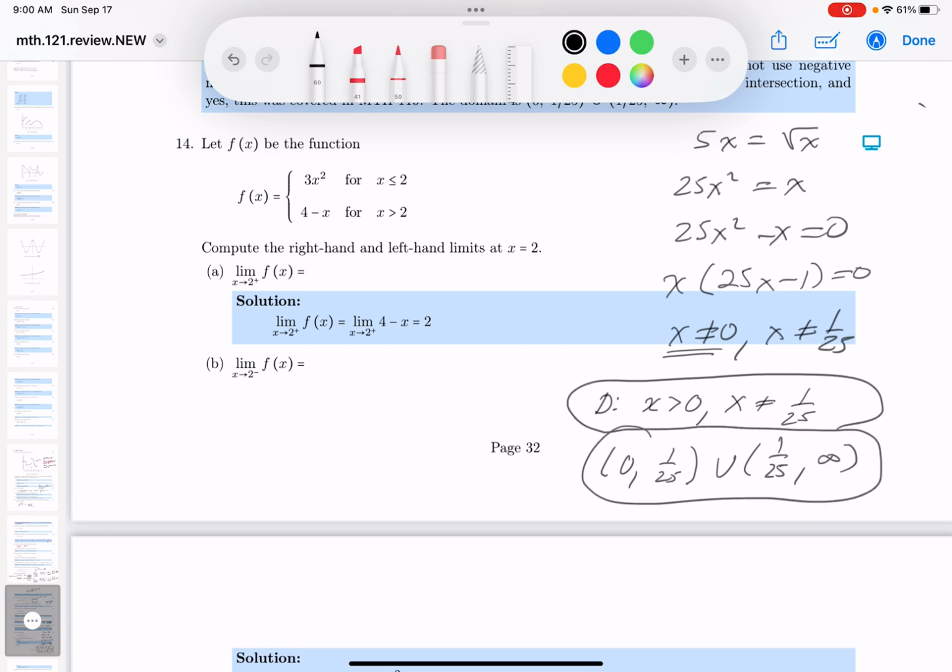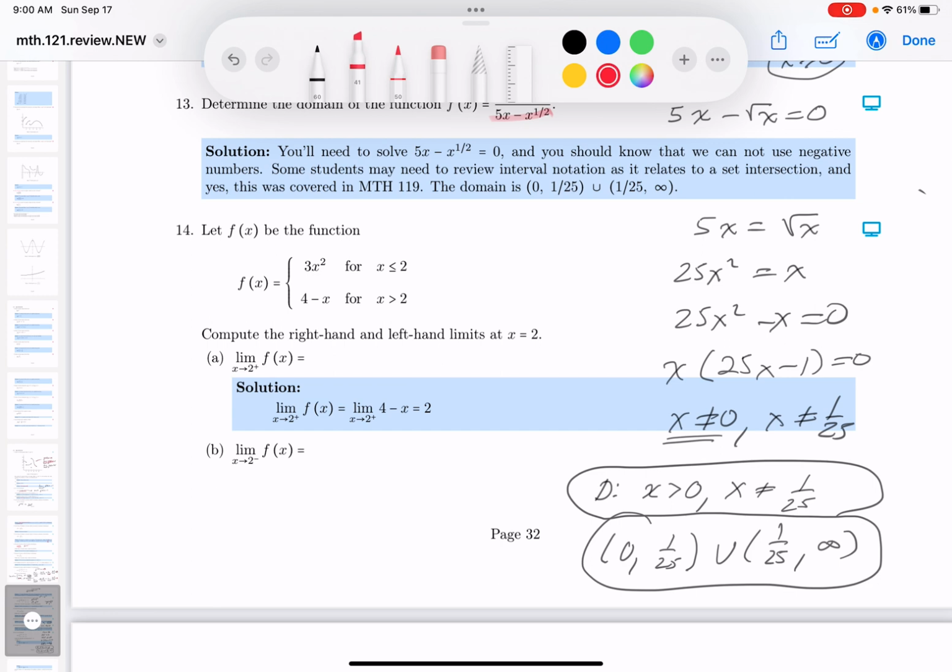Again, both answers look good to me, by the way. Let's take a look at the key, though. And it says, you have to solve an equation, and so on. To cut to the chase over here, they put it down in interval notation, 0 to 1/25, union 1/25 to infinity. And the value of 1/25 is not included.